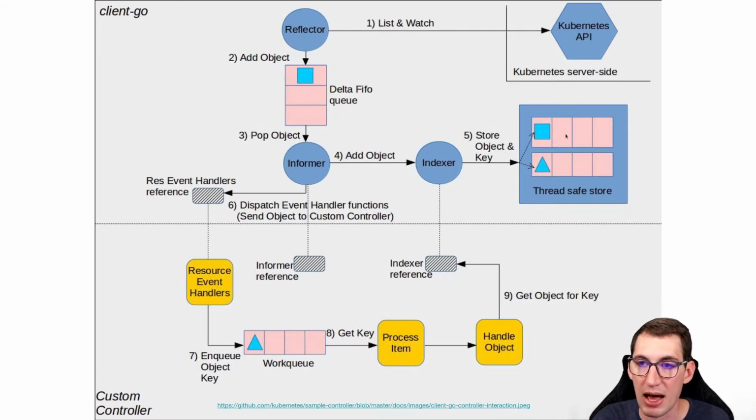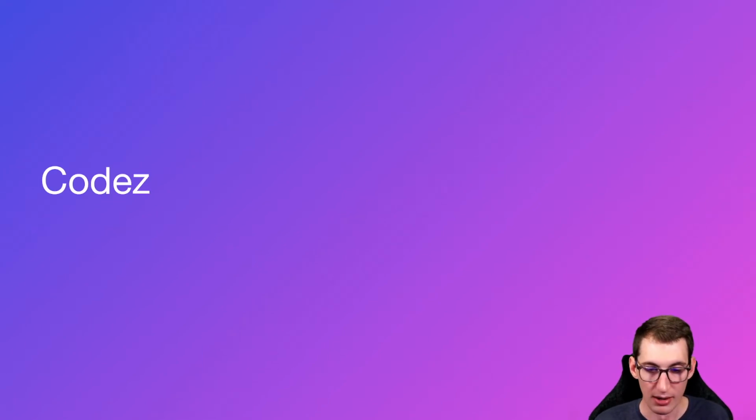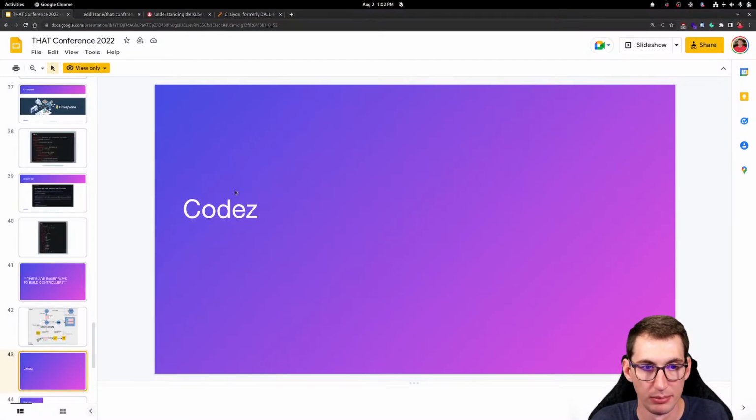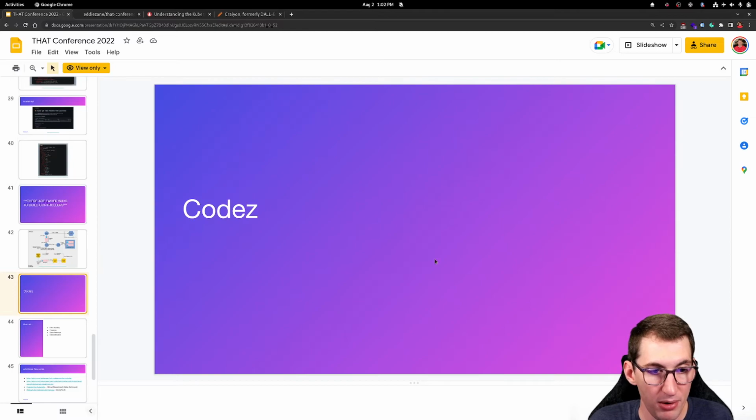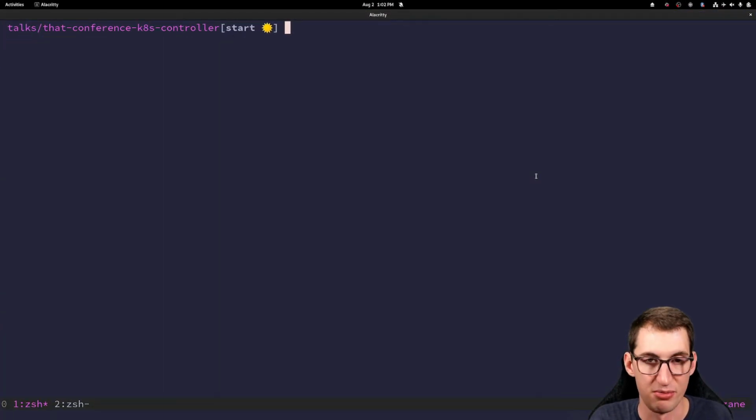Again, those first five things you don't do yourself; the shared informer does them for you. But this is what a controller looks like in a diagram. So now we can dive into code. Hopefully I remember all the things to write here, because it's been a whole week.